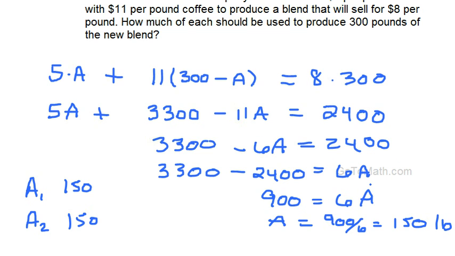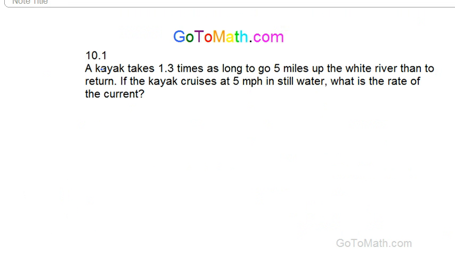All right. Okay, well, let's move on to the next problem. Okay, so we got a kayak. It takes 1.3 times as long to go 5 miles up the White River than to return. If the kayak cruises at 5 miles per hour in still water, what is the rate of the current? Typical problem. So we're going to have to move on pretty quick here on this problem.